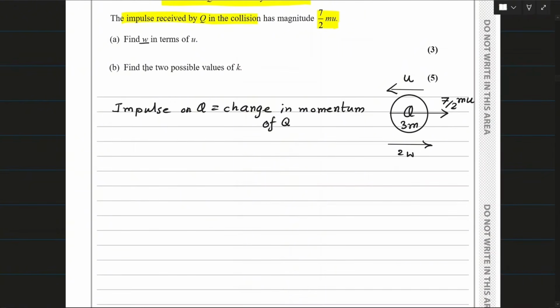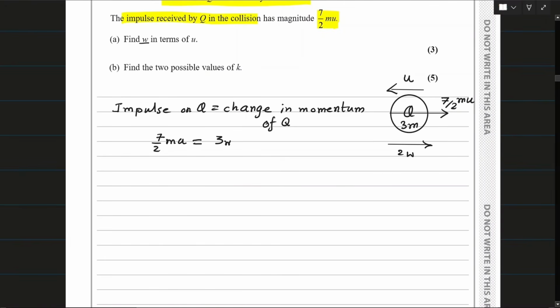So we know the impulse on Q and we also know the change in momentum of Q. So we can form an equation using this. For the change in momentum of Q, we know that it is basically the momentum after minus the momentum before. We will calculate the momentum after the collision for Q and before the collision for Q, and we will subtract that. So momentum after collision is equal to mass times velocity after the collision.